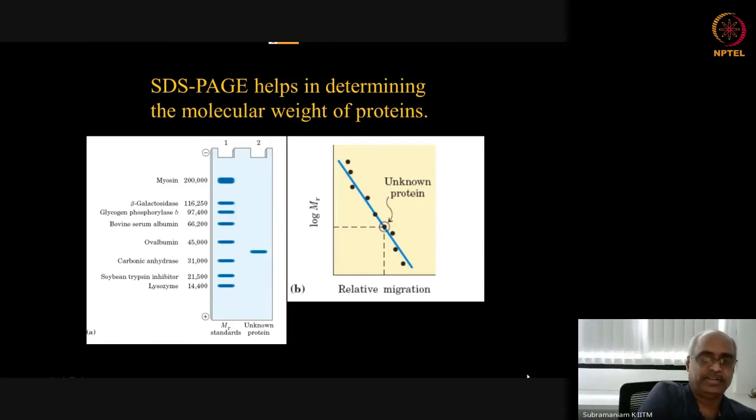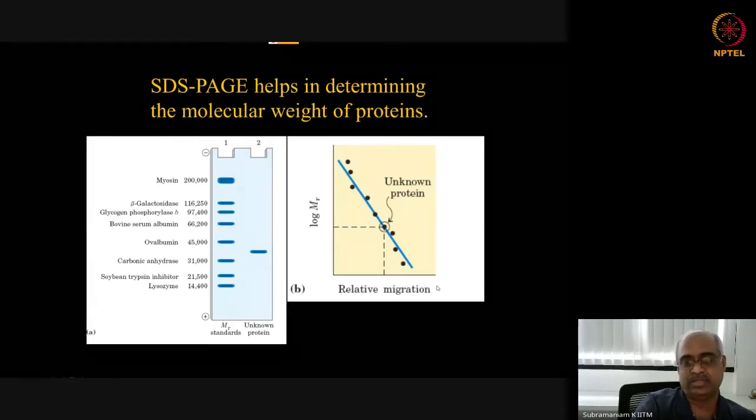Okay, another important point that I want to point out is the distance migrated is inversely proportional to the log of the mass. So the y-axis is log mass and the x-axis is the distance in centimeters usually. If you measure and plot, and you know the molecular mass of these reference proteins, the molecular weight of an unknown protein can be readily determined.